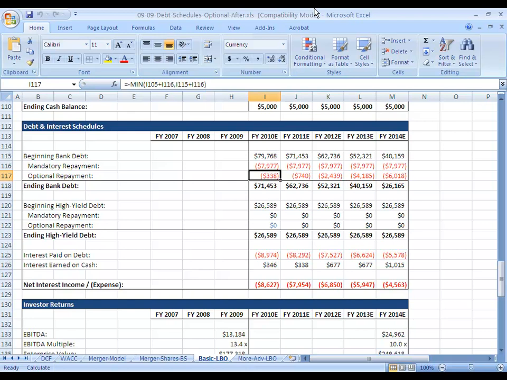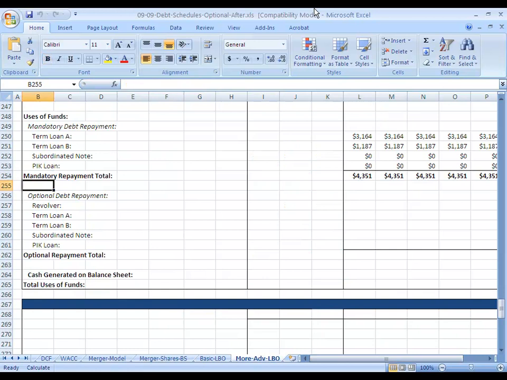So basically, we're either paying off the entire remaining balance if we can do so, or if we can't, and the beginning balance is much larger than our cash flow available, we simply use our cash flow available to repay debt and allocate that toward optionally repaying some of the principal of the bank debt here. So the concept is going to be very similar in this more advanced LBO model.